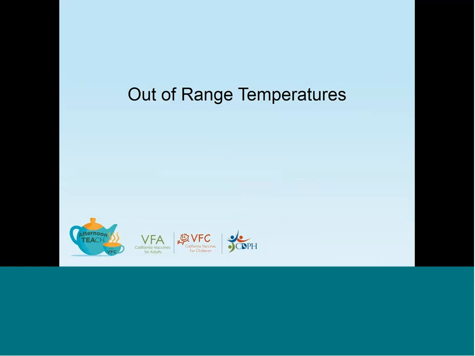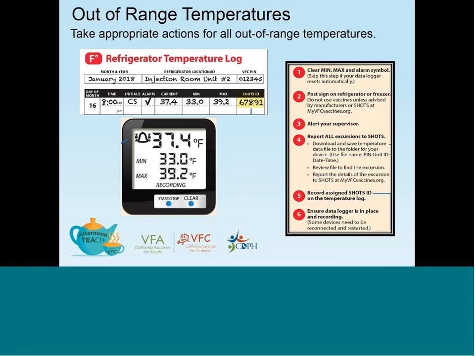So, what do we do if we have out-of-range temperatures? There is a likelihood of encountering out-of-range temperatures when using digital data loggers. When temperature excursions occur, don't panic. Take immediate and appropriate actions for all out-of-range temperatures. If you forget what to do, follow the instructions that are provided on the VFC temperature log. Just a reminder, supervisors must ensure that appropriate action has been taken for all out-of-range temperatures.